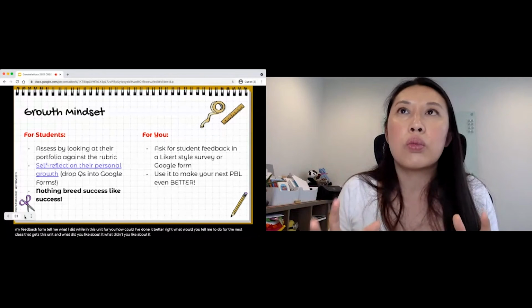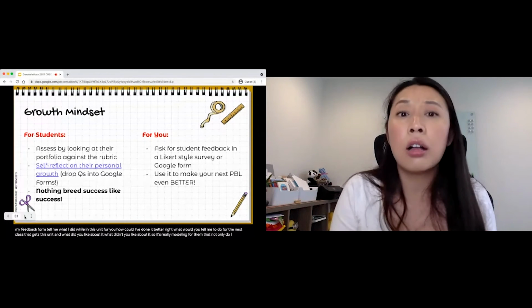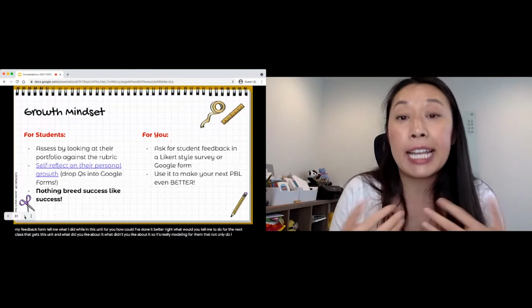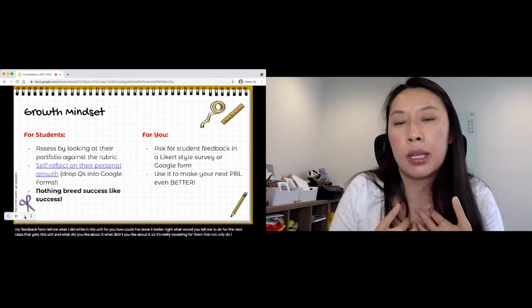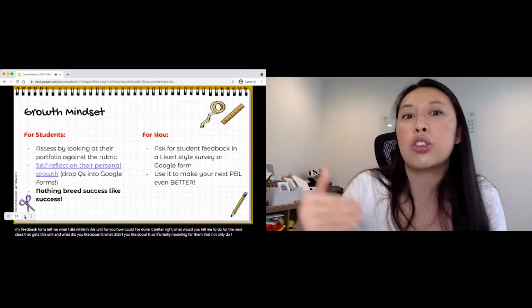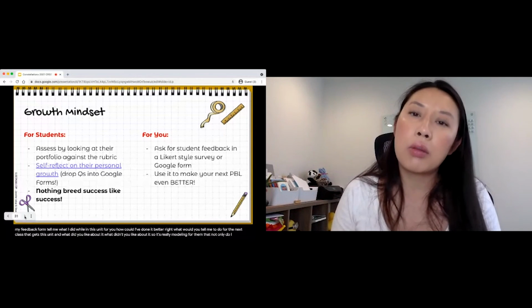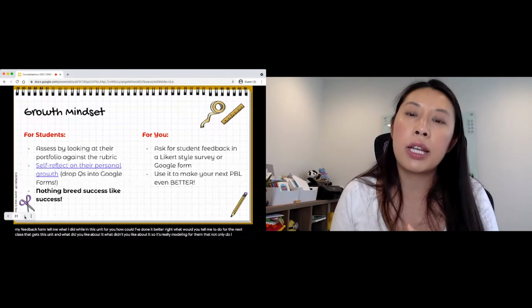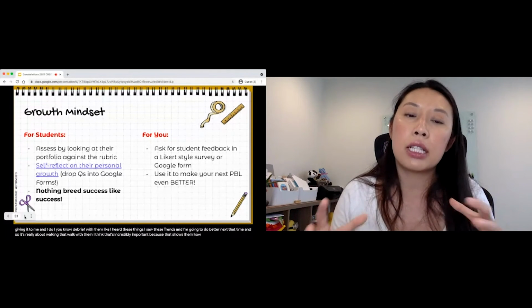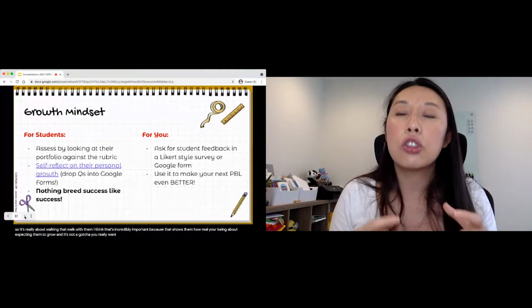So it's really modeling for them that not only do I have those expectations for y'all, I have that expectation for myself. And I'm going to take that feedback and I'm going to do better because you're giving it to me. And I do debrief with them: I heard these things, I saw these trends, and I'm going to do better next time. So it's really about walking that walk with them. I think that's incredibly important because that shows them how real you're being about expecting them to grow. And it's not a gotcha. You really want them to grow.